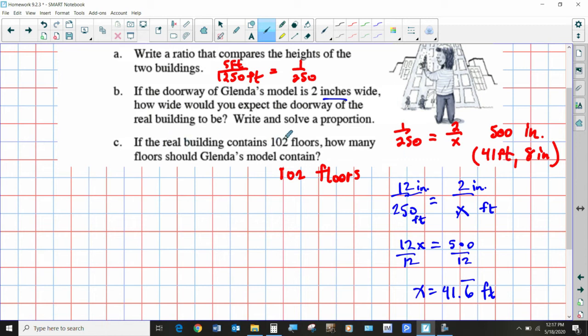So if the real building contains 102 floors, how many floors should the model contain? Well, if it's a scale model, it should have 102 floors, because we want it to be an exact replica, right? So it would be similar to the original one. So good luck with that. That sounds like a fun model to make.